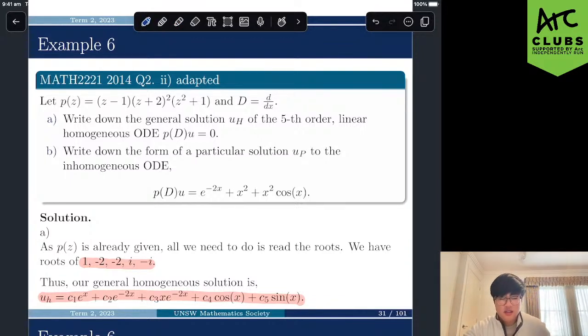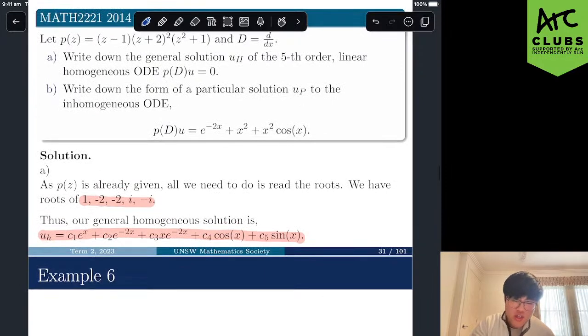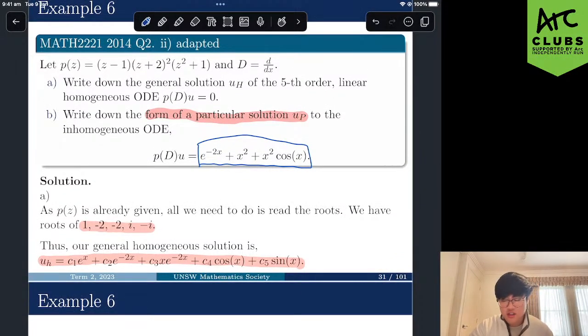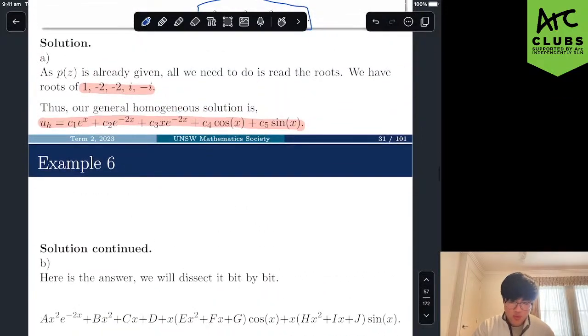The next part is write down the form of a particular solution to the inhomogeneous ODE. For this, it just wants us to find the form of the particular solution UP, not the actual equation. So we don't need to find all the constants. So it's essentially asking us, what would our guess be to solve this function here? So our guess would be ax squared e to the minus 2x.